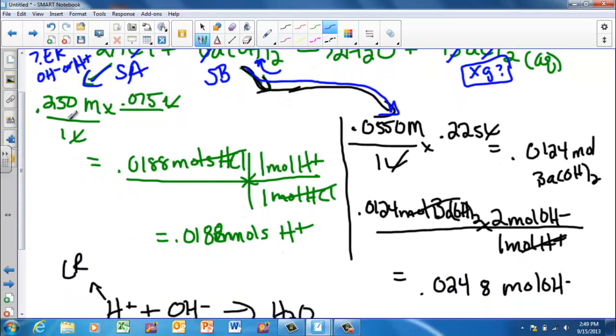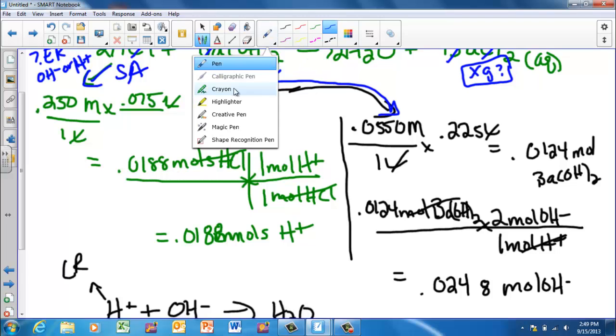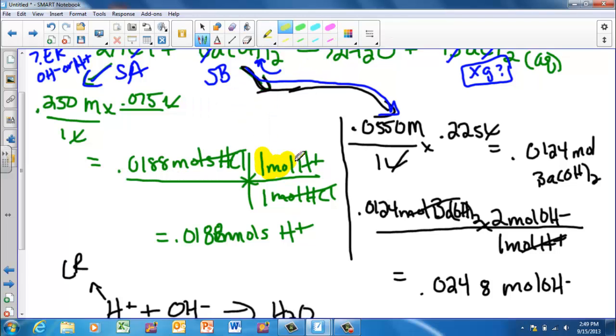So here is the molarity math. You've got 0.250 molar, you've got 75 mils, which gets you to 0.0188 moles of hydrochloric. Remember, there's 1 mole of hydrogen for every 1 mole of hydrochloric, which lets me know that at the end I only have 0.0188 moles of hydrogen ion.